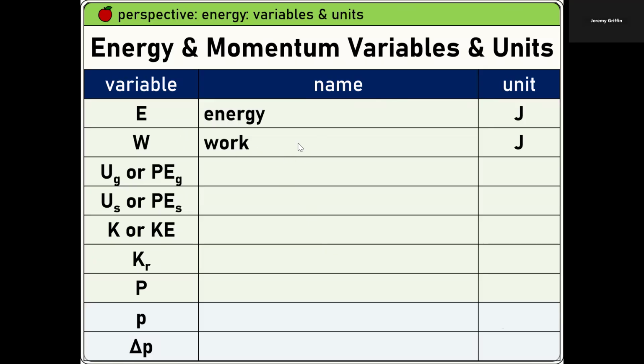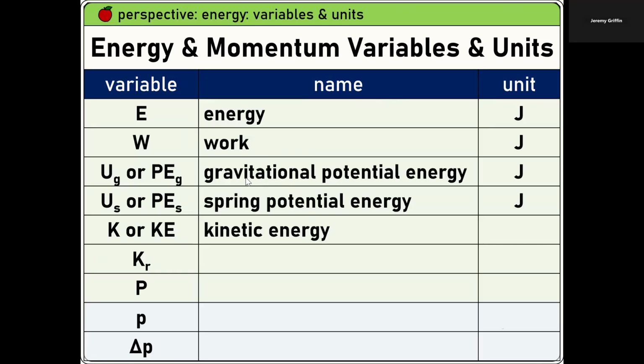Alright, so work is the transfer of energy. You have potential energy, spring potential, kinetic energy. Guys, notice both of these. If you see the term potential energy out of context, they might be referring to gravitational or spring or both.